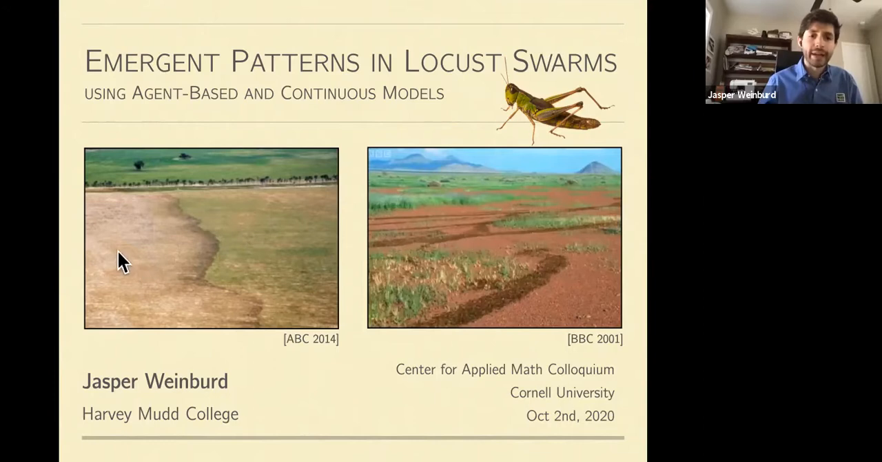One thing I want to highlight the first time you're seeing this is that locusts eat a lot of vegetation. On the left, behind the swarm, the locusts have essentially decimated this field. And on the right, ahead of the swarm, there's still some nice green, lush vegetation.